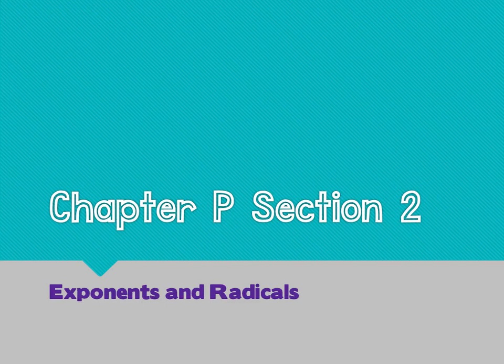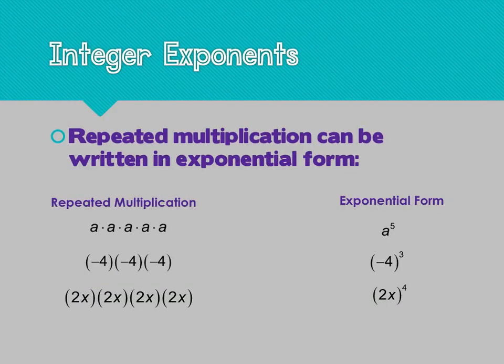All right, so P2 is a lot of exponents, radicals. It's going to get into a lot of other stuff too, but we start with just that first part. We start with integer exponents. So an integer is a number that could be positive or it could be negative. It's a whole number though. When it has an exponent that's a whole number like these are, that means that you're going to multiply whatever the base is by itself that many times.